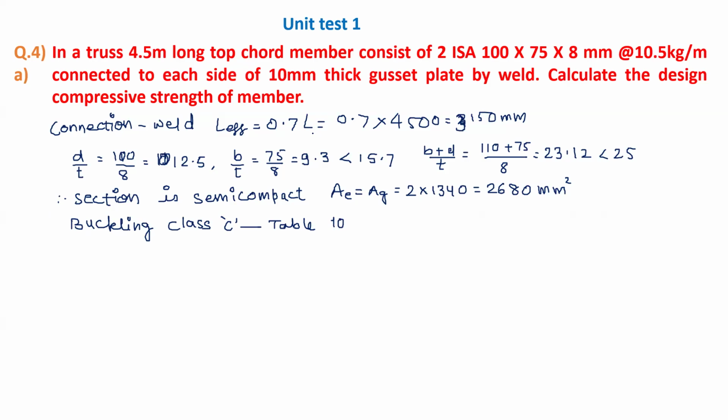Okay, then the condition is not given, that is, on which side it is connected and all. So 0.7 L we have taken. Now we have to go for the R value. So now try to understand this. We will consider the 100 leg is connected to the gusset plate. Leg connected to gusset plate.